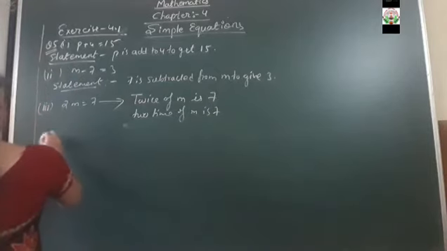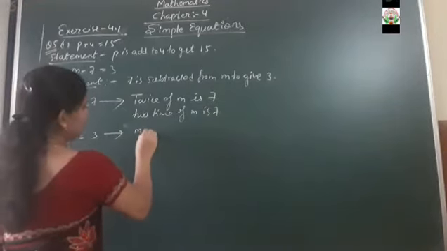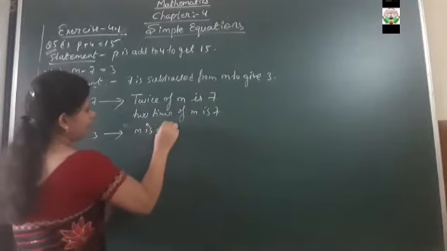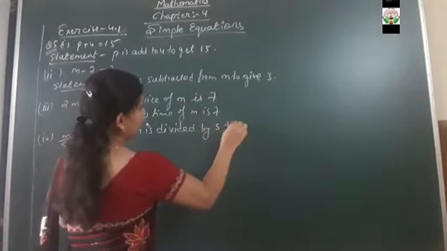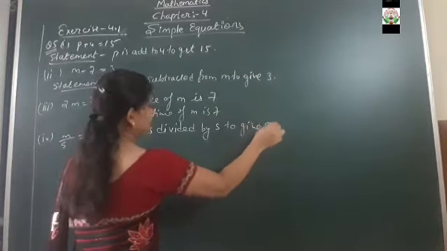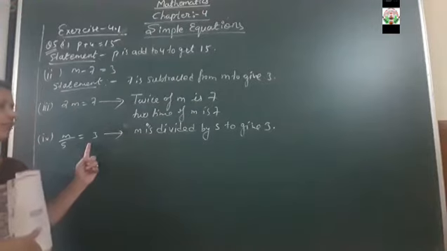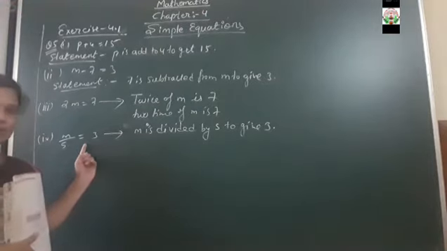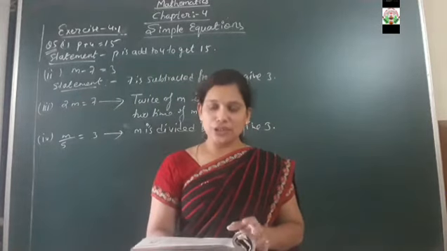Then next one, fourth part, m by 5 is equal to 3. So here the statement is: m is divided by 5 to give 3. Okay, m is divided by 5 to give 3. To give 3 means equal to. Clear everyone? Like this way you can easily create a statement on your own.